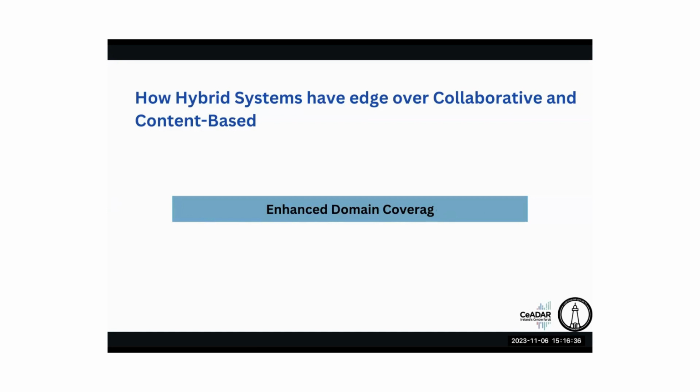Enhanced domain coverage. Here the biggest advantage is that different recommendation system techniques may use different domains. By combining them, a hybrid approach can cover a broader range of domains and provide recommendations for a wider array of content or products. Domain here means different perspectives, like e-commerce, hotel management, travel agents, or IoT devices, etc.